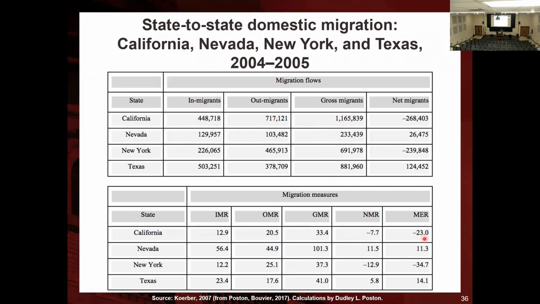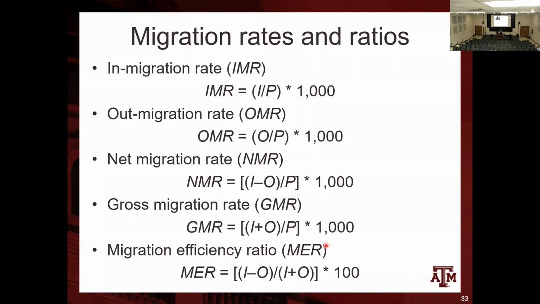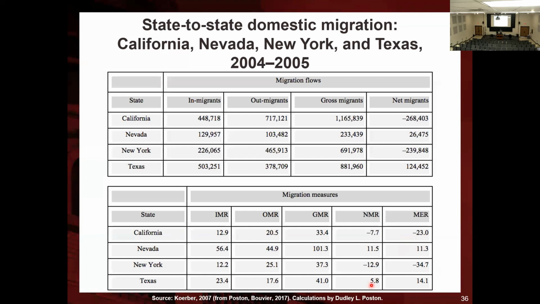And overall, for the overall amount of people moving in and moving out of California, the gross migrants, we had 23 more people getting out of California than moving in for every 100 individuals. So the migration efficiency ratio, this number here, is in percentage terms. These ones here are for every 1,000 people.